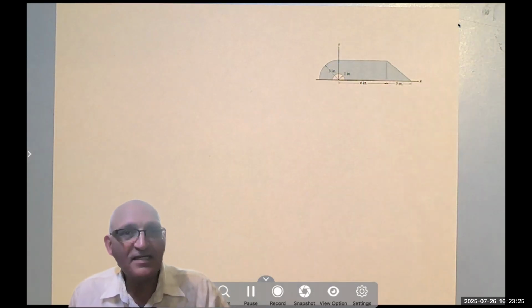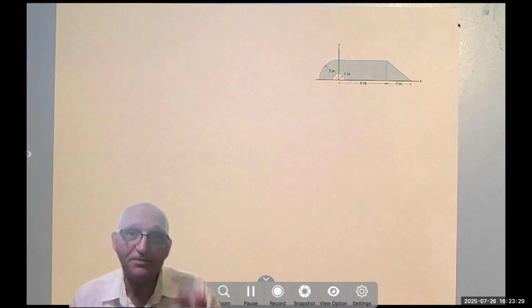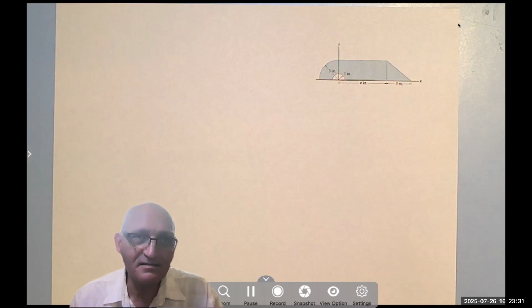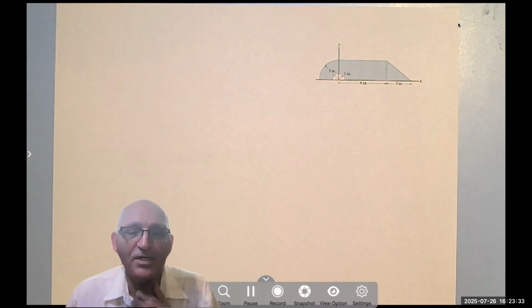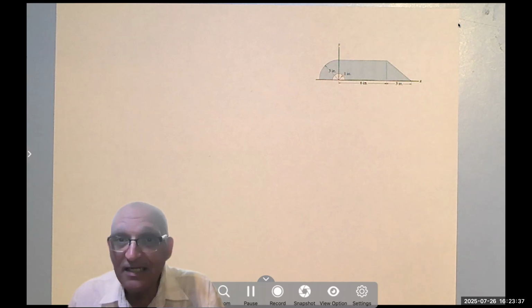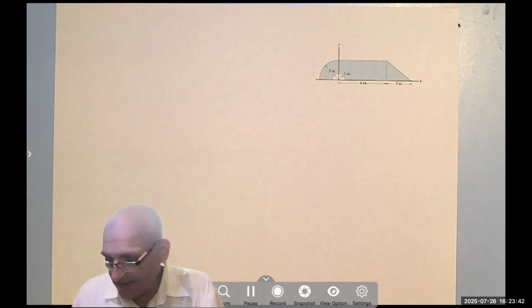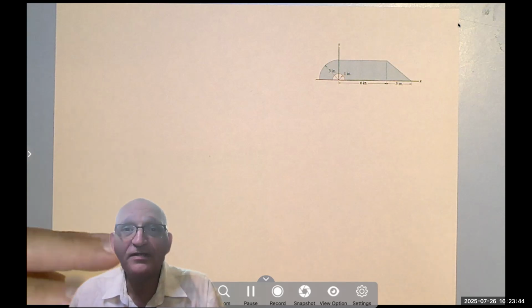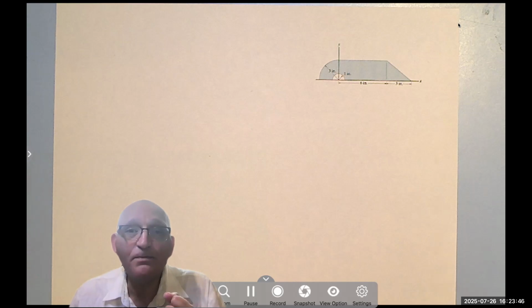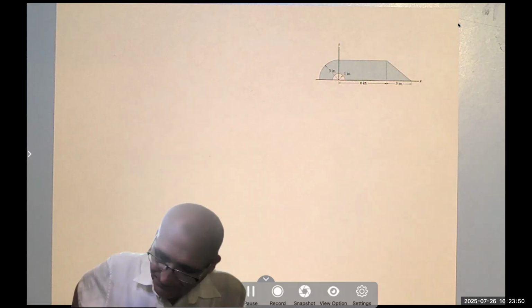If you remember last session, we did centroids of simple shapes like triangles, rectangles, n-degree parabola, semicircle, quadrant, semi-ellipse. And then after that, I said today I'm going to start with what we call the centroid of composite shapes. So here's an example.